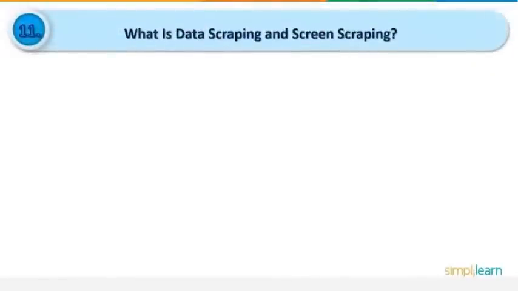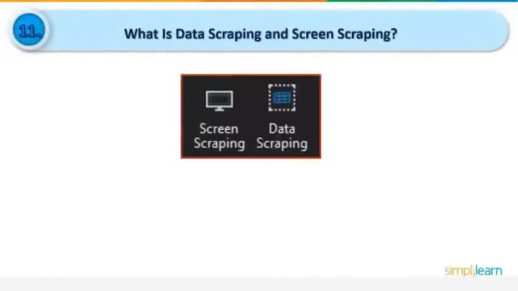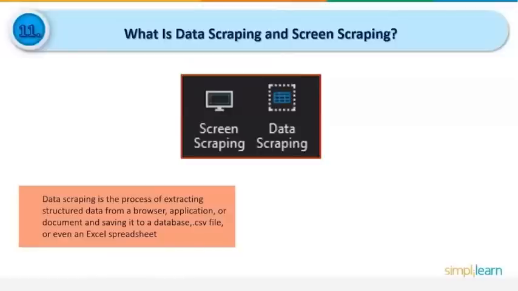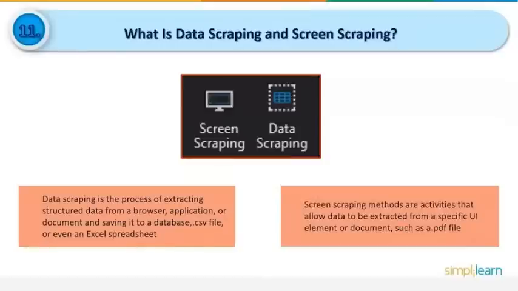What is data scraping and screen scraping? Data scraping is the process of extracting structured data from a browser, application, or document and saving it to a database or a .csv file or even an Excel spreadsheet. Screen scraping methods are activities that allow data to be extracted from a specific UI element or document, such as a .pdf file.